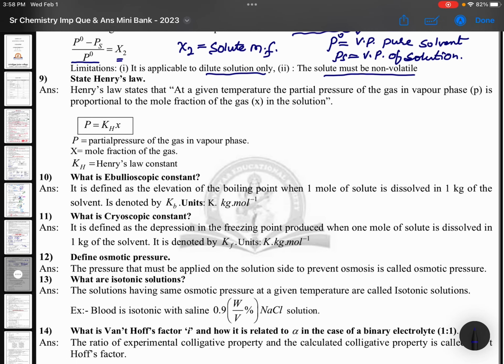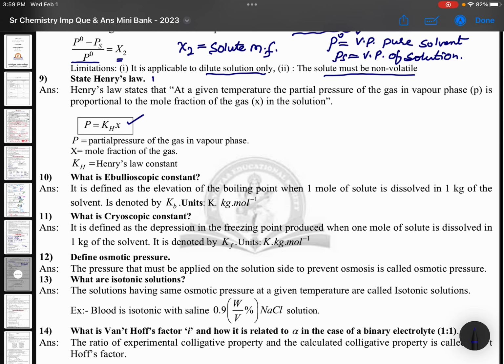State Henry's law. P is equal to KH into X. It is Henry's law. You remember soda? When you open it, gas will come out. If you want to put the gas into the water, then the pressure should be more. When more pressure is applied, gas can get into the water.